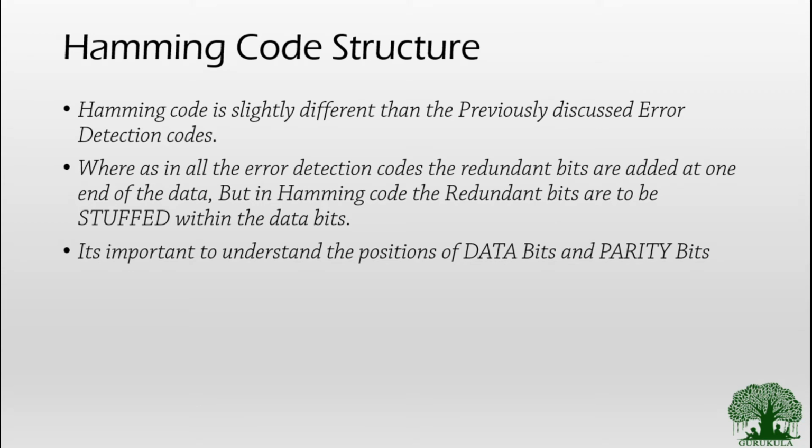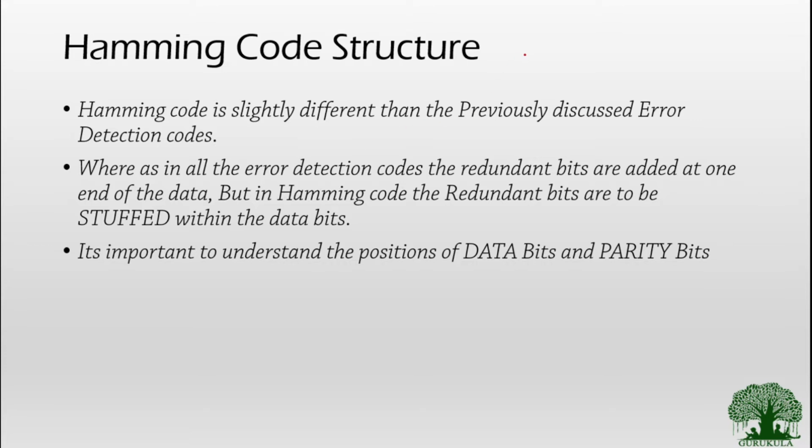Before getting into Hamming code, we have to have a structured way of Hamming code. What is that particular structure? Why do we need a structure for a Hamming code? It is because Hamming code is slightly different from the previously discussed error detection codes. So how is it different?